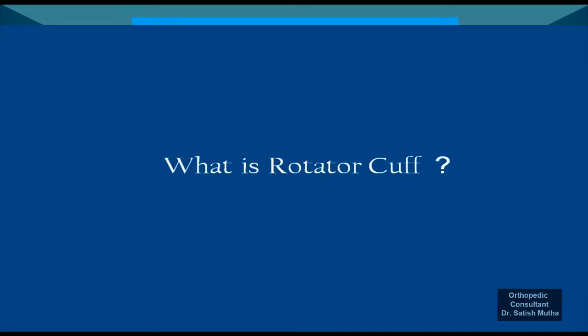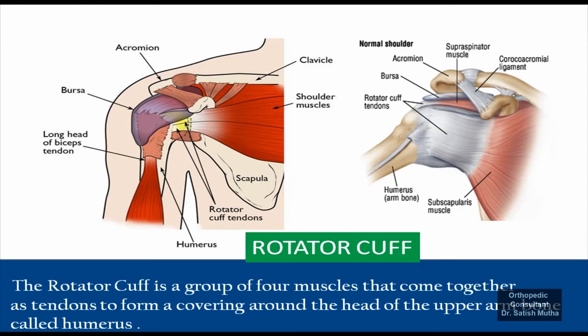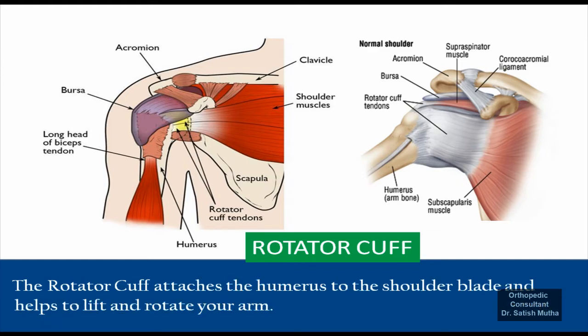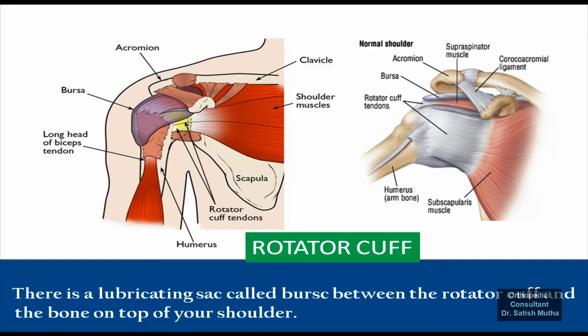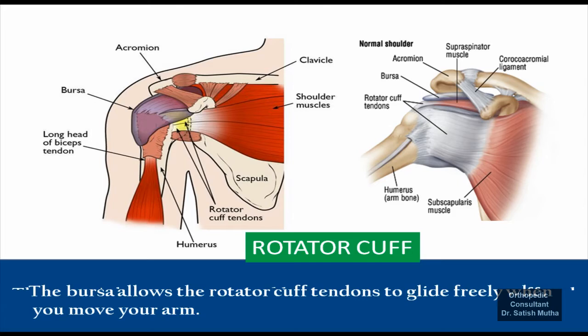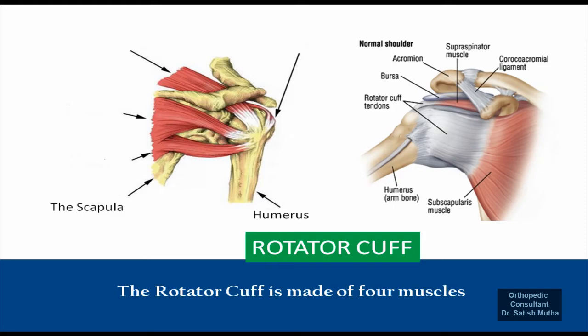What is rotator cuff? The rotator cuff is a group of 4 muscles that come together as tendons to form a covering around the head of the upper arm bone called humerus. The rotator cuff attaches the humerus to the shoulder blade and helps to lift and rotate your arm. Your arm is kept in your shoulder socket by your rotator cuff. There is a lubricating sac called a bursa between the rotator cuff and the bone on top of your shoulder. The bursa allows the rotator cuff tendons to glide freely when you move your arm. The rotator cuff is made up of 4 muscles: the Supraspinatus, the Infraspinatus, the Subscapularis, and the Teres minor.